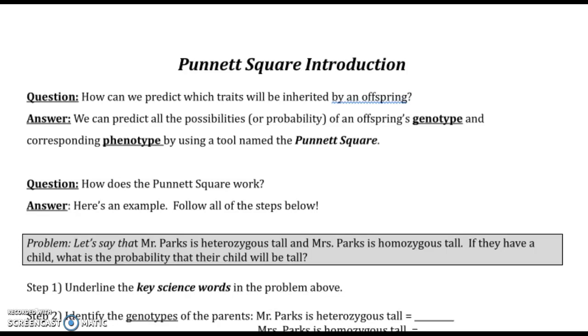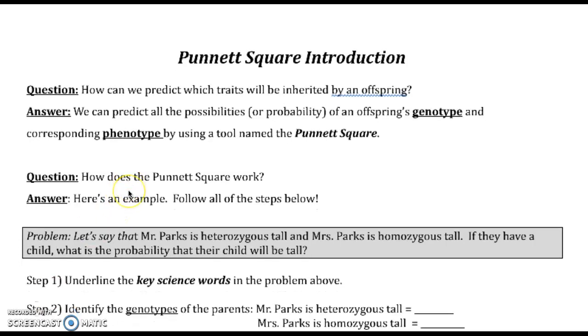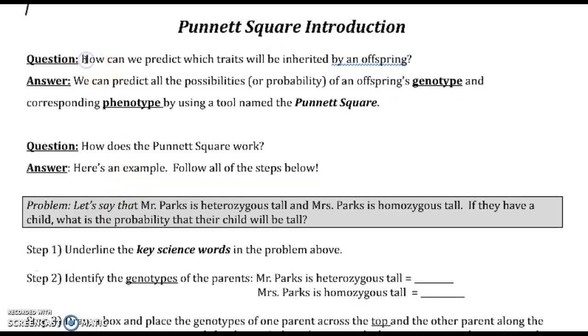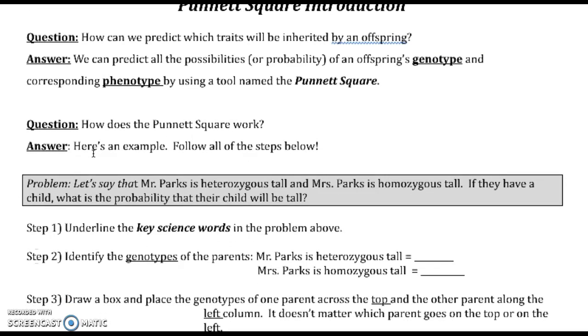Okay, this is a podcast on Punnett squares. Our question here is, how can we predict which traits will be inherited by an offspring? So let's say you have a child. What is the probability that the child is going to be tall or short, or is going to have brown eyes or green or hazel eyes?